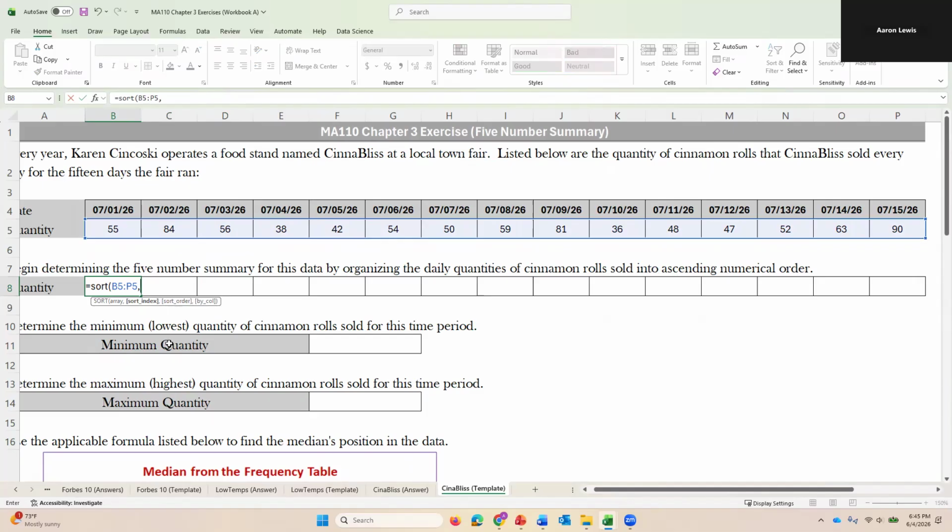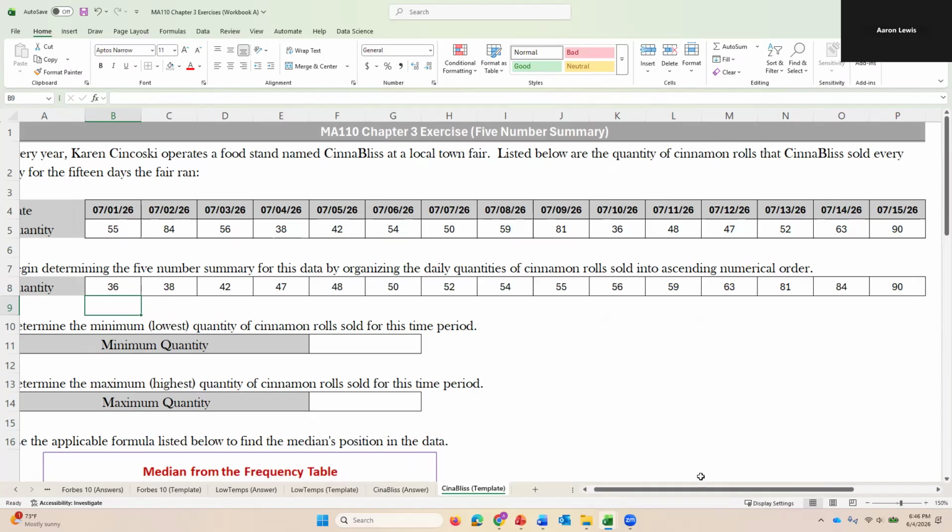The third part of the function is the order. We've got ascending or descending. We're sorting these in ascending order, so I'm going to hit a 1 for ascending. And then comma one more time. In this case, we do want to sort by column because the numbers are each in their own respective column, so I'm going to type in true to finish that up. I'm going to hit enter, and Excel has organized all of our inputs in ascending numerical order, which is going to make it much easier to find all of our data.